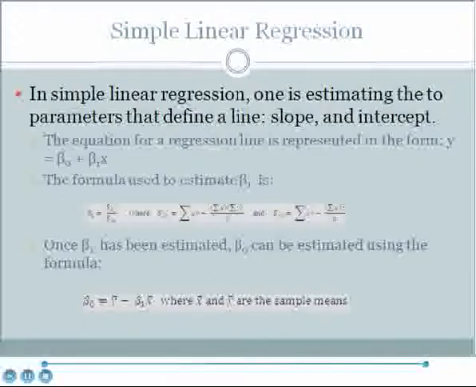The formula used to estimate b1 is shown. The parameters used to estimate b1 are the x and y values from a sample, of which the number of elements in the sample, n, is known. Once b1 has been estimated, b0, the y-intercept, can be estimated using the formula for a line by plugging in the mean of the x and the y elements in the sample.